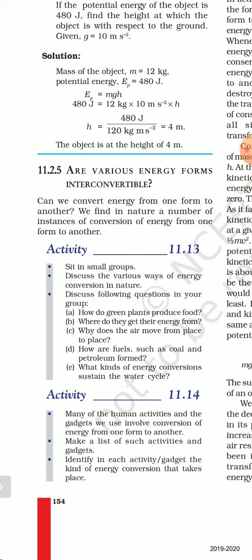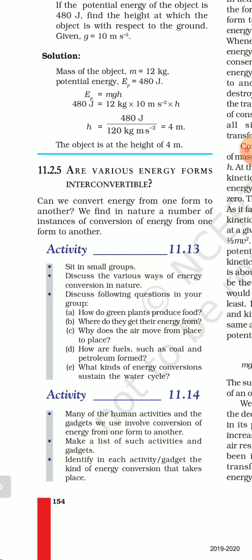Okay, so in Activity 11.13: sit in small groups and discuss the various ways of energy conversion in nature. Discuss the following questions in your group. Number A is given: how do green plants produce food? So green plants produce food by the photosynthesis process. They use solar energy, the carbon dioxide from the atmosphere, and the water from the ground level, and make their food from solar energy. Number B is given: where do they get energy from? They get energy from the sun.